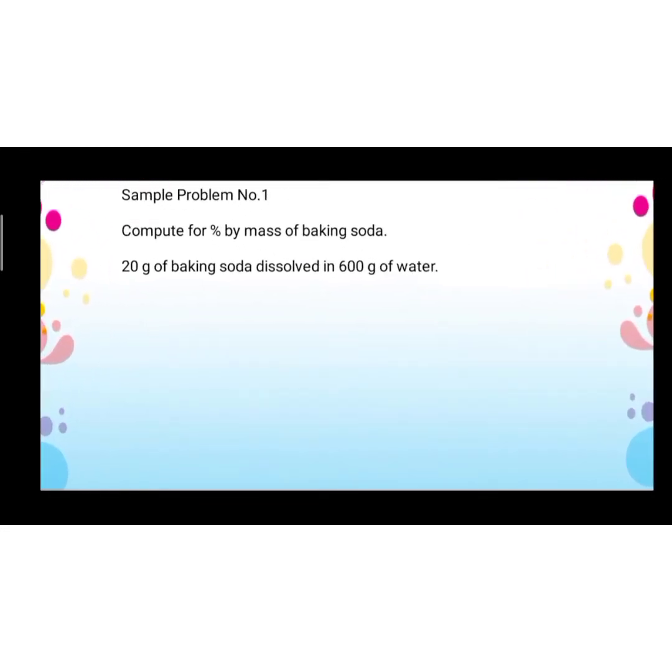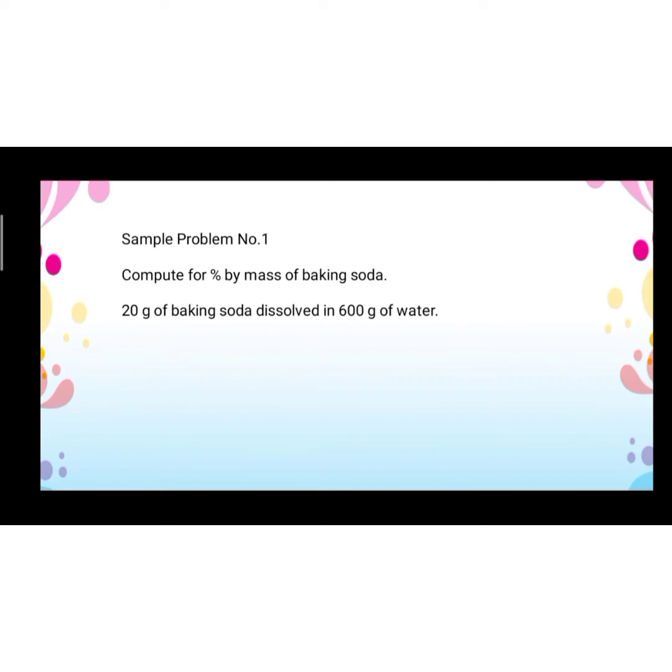Okay, for example ng problem number 1, compute the percent by mass of baking soda. 20 grams of baking soda dissolved in 600 grams of water. So what you're going to do is G. Sabi natin, follow natin yung GRESA. G is for the given. The given mass of solute is 20 grams. Mass of solvent is 600 grams. So, kailangan add muna natin yung solute and yung solvent para makuha natin yung mass of solution. So, hinahanap natin yung percent by mass.